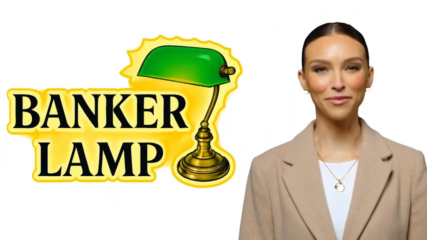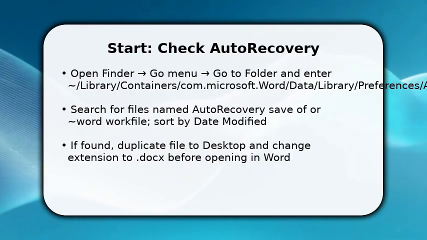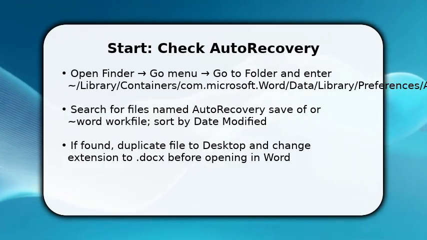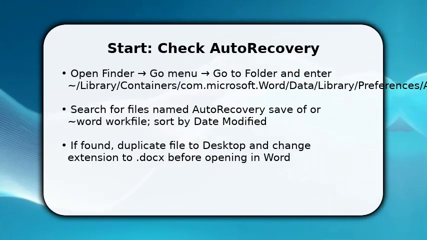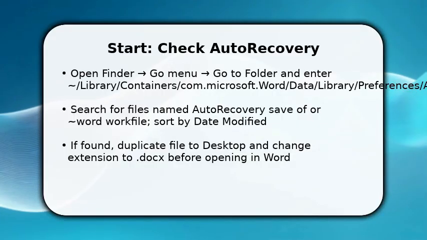Please enjoy the video. You start by looking where Word stores temporary saves. Open Finder and use right arrow go to folder. Paste the auto recovery path I give you. Once done, scan for files labeled auto recovery save of or names starting with -word. Make sure to sort by date modified so the latest appears first.